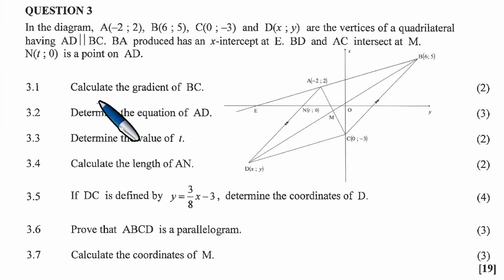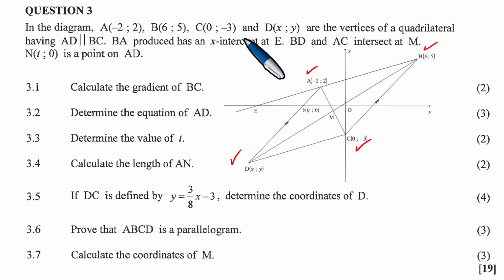Now, question 3 is what we're going to start with. In the diagram, you have A with the coordinates -2 and 2, B with the coordinates 6 and 5, C with the coordinates 0 and -3, and D with the coordinates x and y, which are the vertices of a quadrilateral having AD parallel to BC. So you have that AD is parallel to BC. Here is A, here is D, here is B, and here is C. And obviously the parallel lines have been marked as parallel.